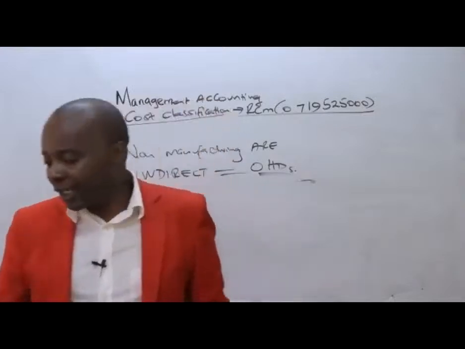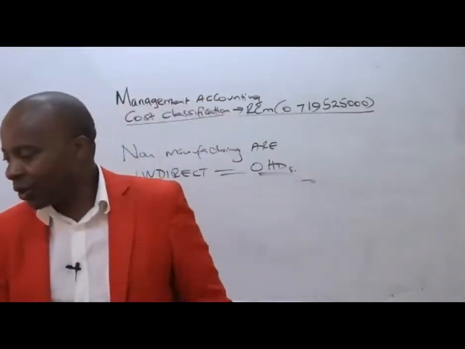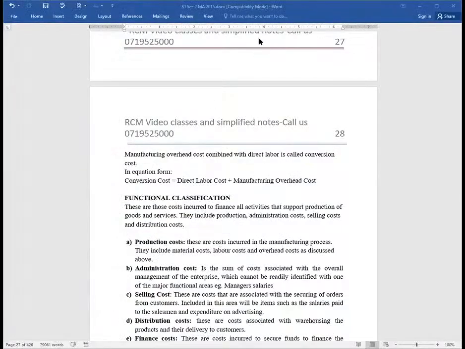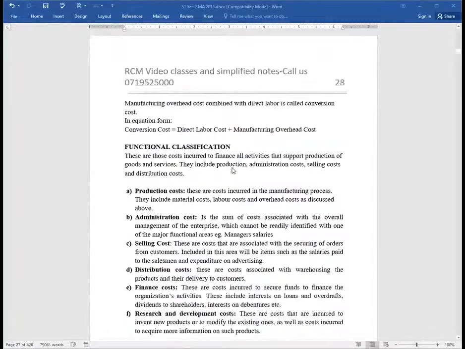So for us to understand the functional classification, here we are sharing our materials with you. Under functional classification, we are told these are those costs incurred to finance all activities that support production of goods and services. They include production, administration, selling, and distribution costs. So we have production as a key function. Production costs are costs incurred in the manufacturing process. They include labor, materials, and overheads as discussed above, direct overheads.